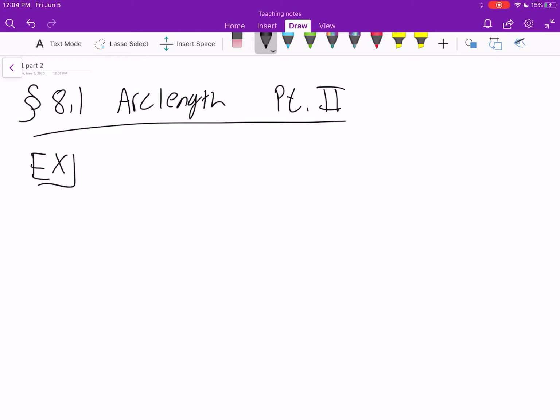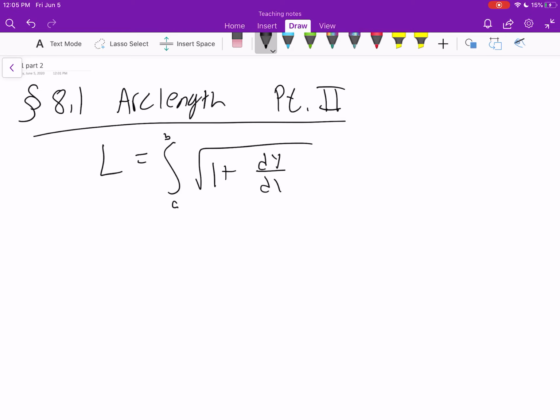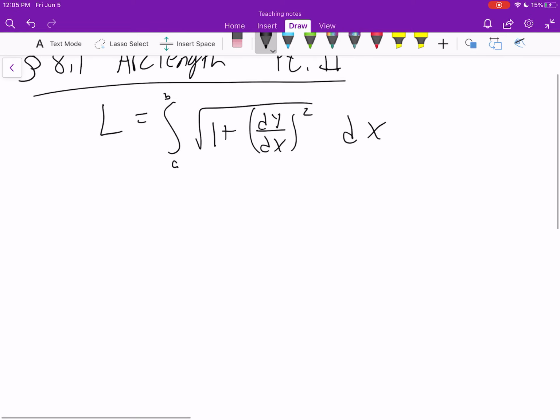So let's move on to the first example of this section. I've already derived the arc length formula, so I'll just write it one more time. You'll see a couple of different notations for this, so let me just point that out. Sometimes you'll see L is equal to the integral from a to b of the square root of 1 plus dy/dx squared, dx.